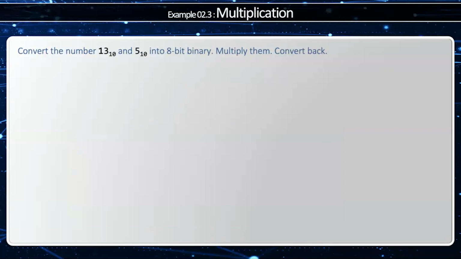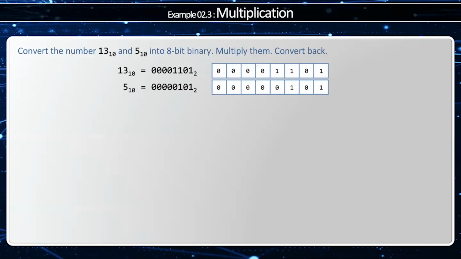So let's take a look at another example. We have 13 and 5, and we're going to multiply them using 8-bit binary. So 13 base 10 is 00001101, and then 5 is 00000101. So I'm going to multiply them together like before.